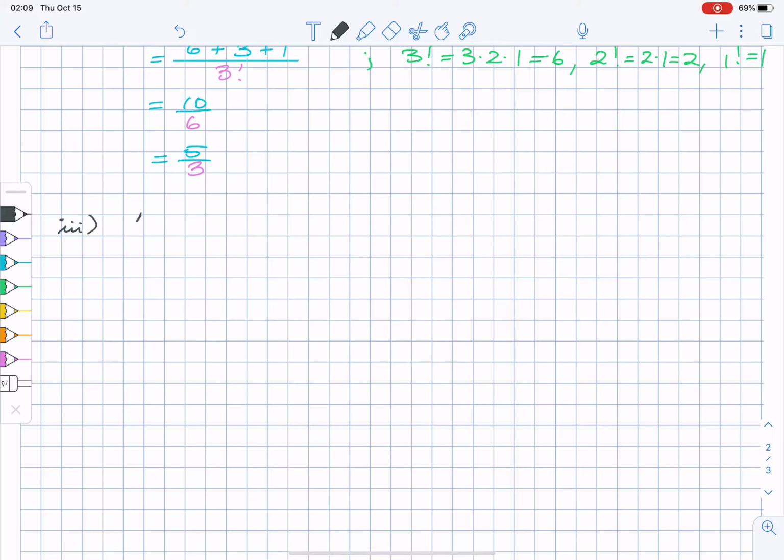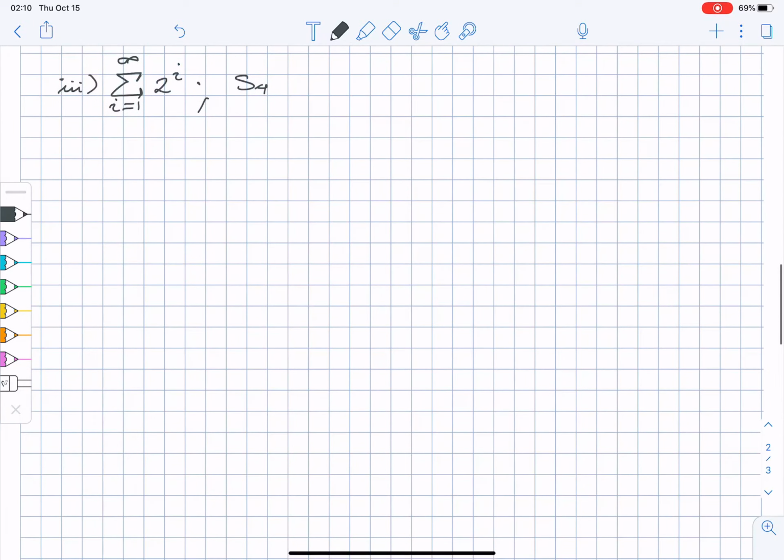Okay, so let's say we have the sum, sigma as my index counts from 1 to infinity, of 2 to the index. And let's say I want to do the 5th. Should I do 5th? Let's do 4th. I've already done 5th partial sum. Okay, so we have this 4th partial sum.